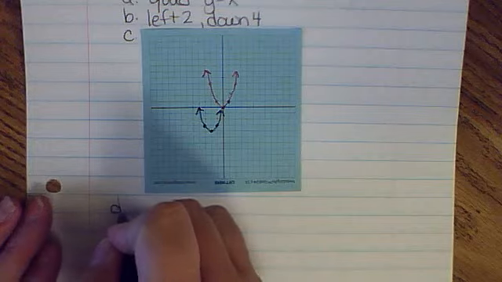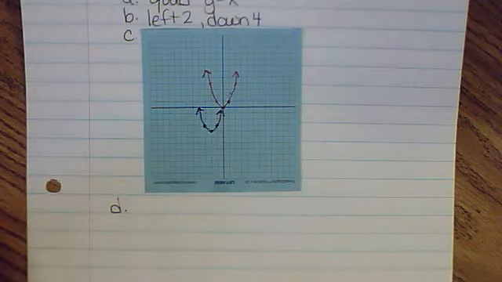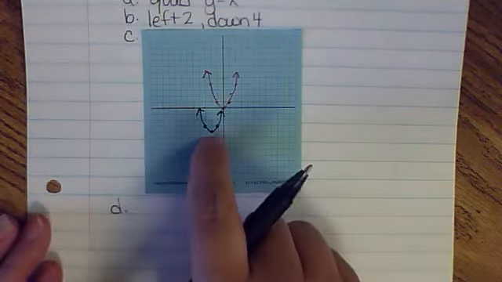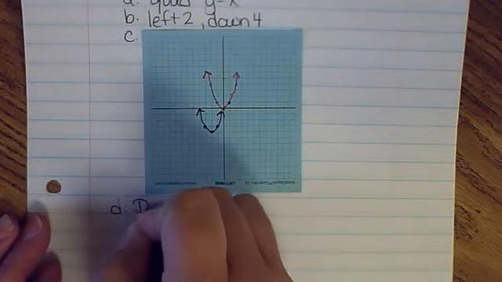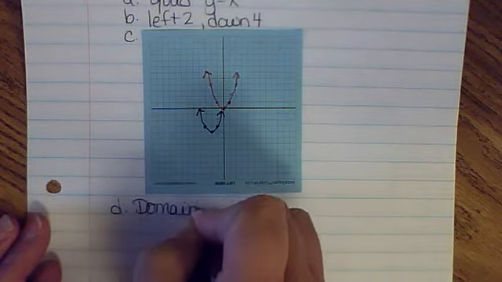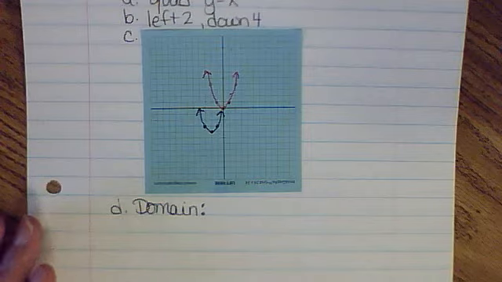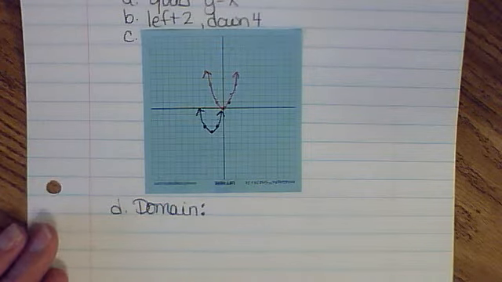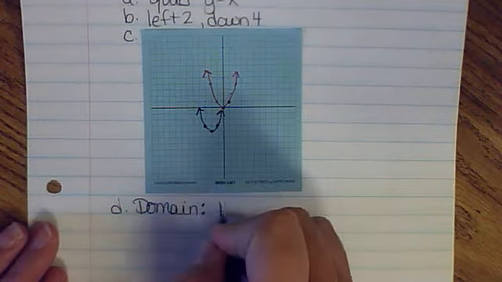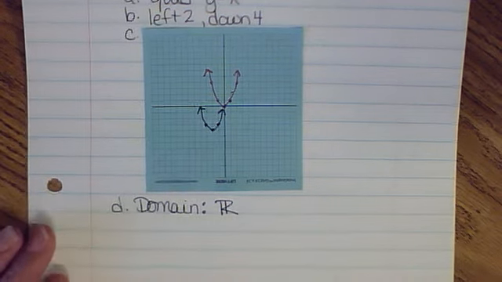That's great. Part D, we had to state the domain and range of our transformed graph. So domain is our x values. Our parabola is going on and on to the right and on to the left, so that means our domain is all real numbers. Remember, that's our symbol for all real numbers.